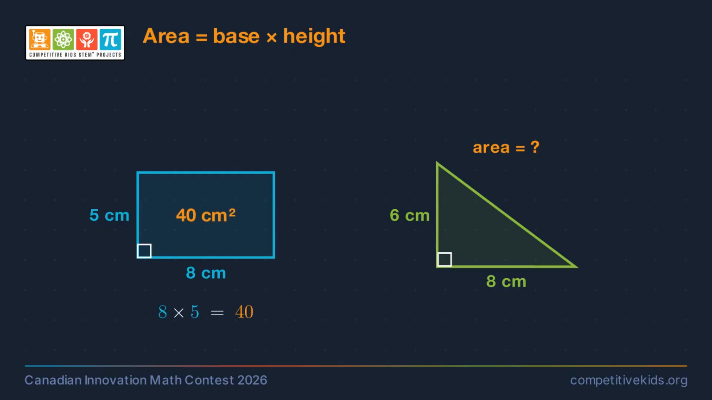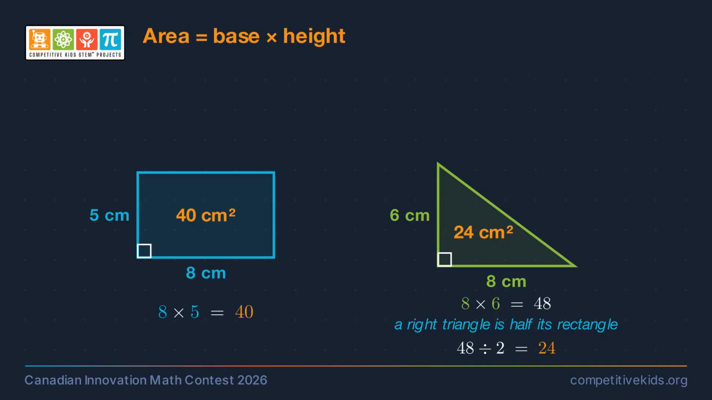Now the triangle. The base is 8 and the height is 6. First do base times height. 8 times 6 is 48, but a right triangle is exactly half of that rectangle, so we take half. Half of 48 is 24. The triangle covers 24 square centimeters.